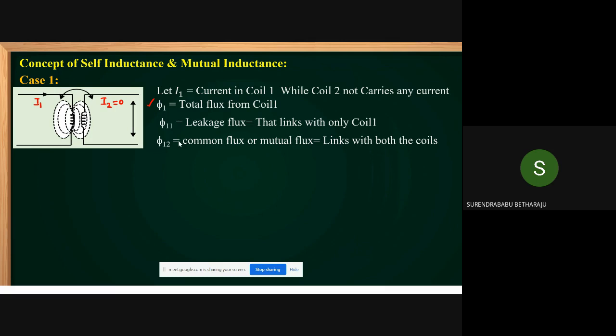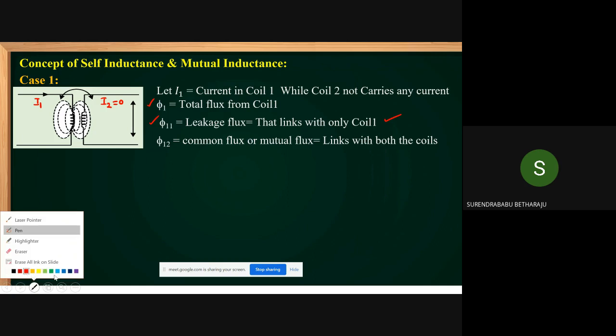In this concept, I am assuming that phi 1 is the leakage flux that links only with coil 1, where phi 2 is the common flux or mutual flux that links with both the coils. That flux which links with both the coils is nothing but the mutual flux.